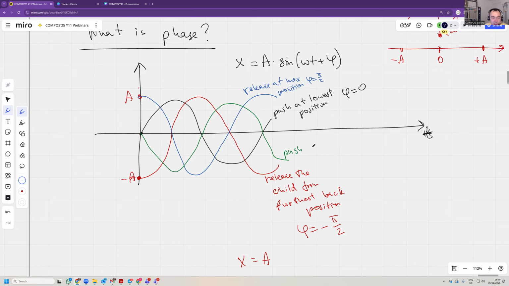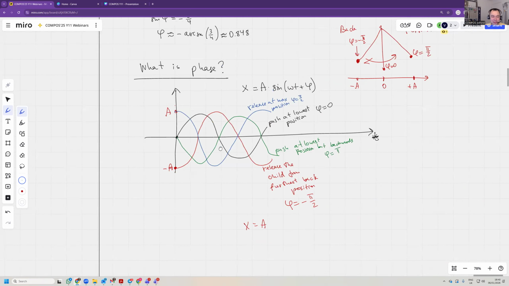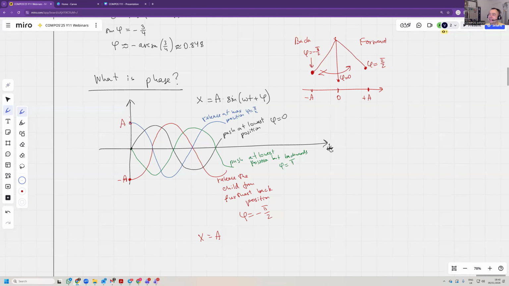Push at lowest position, but backwards. In this case, phase is pi, or minus pi for that matter. It doesn't really matter. Okay. So I hope that makes sense. Let's see how that looks on Desmos.